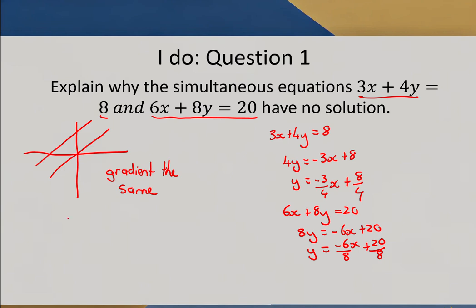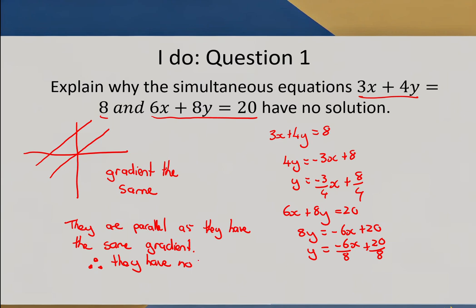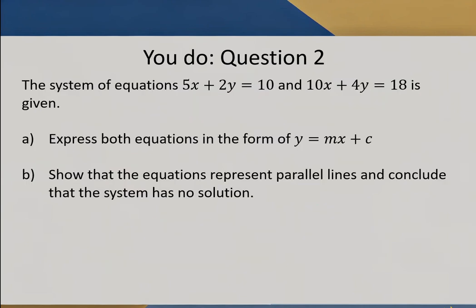So they are parallel as they have the same gradient. Therefore, they have no solution. So just make sure that you're justifying and providing the evidence.